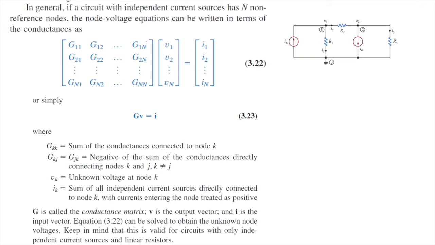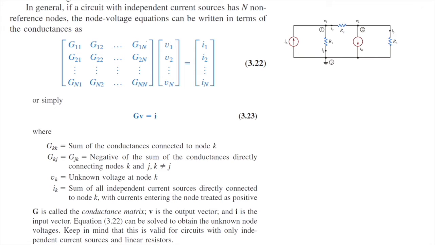So in the previous example, we followed the 3 steps of nodal analysis. The first step is to select the reference node, the second step is to write KCL on each non-reference node, and the third step is to solve the equations.